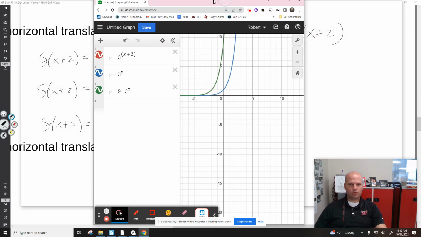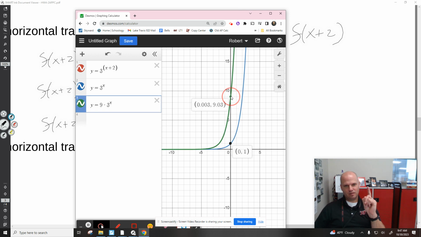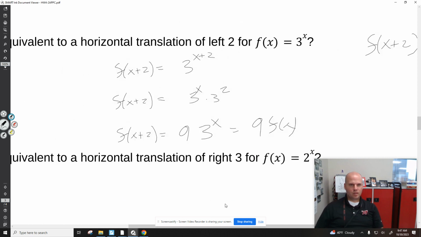Now, how can I show a vertical dilation of 9? Well, let's look at this point, 0, 1. Sure, you move it to the left 4 or left 2, and you got -2, 1. But take this point 0, 1, multiply the y coordinate by 9, and all of a sudden you get 0, 9. So there you go. It's cool how those exponential functions work.